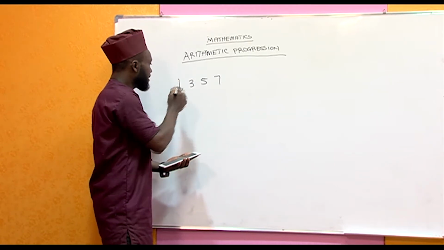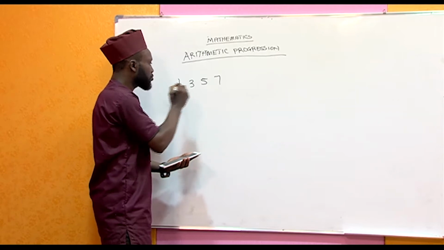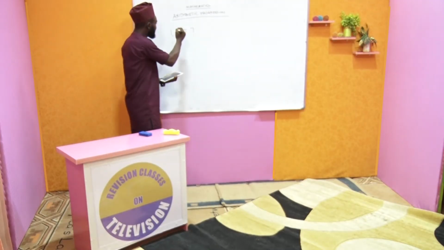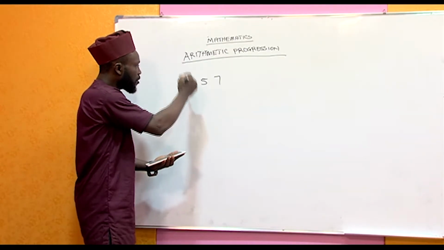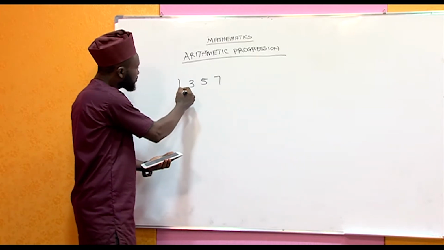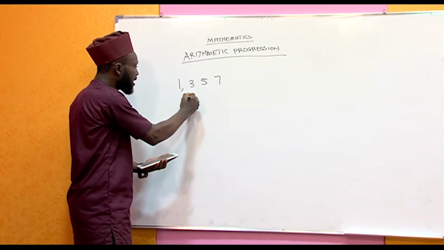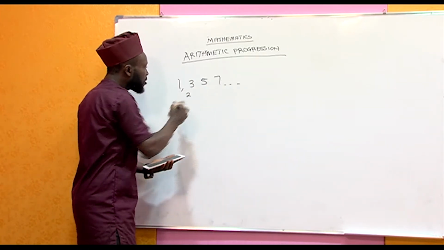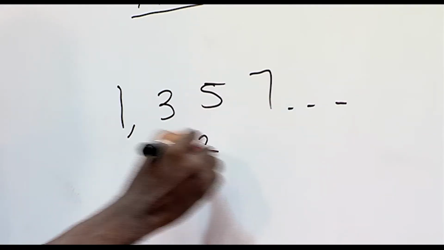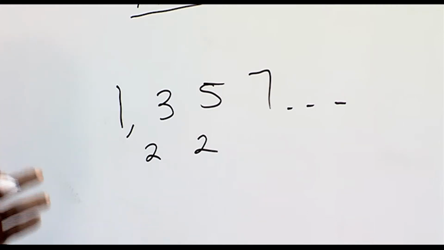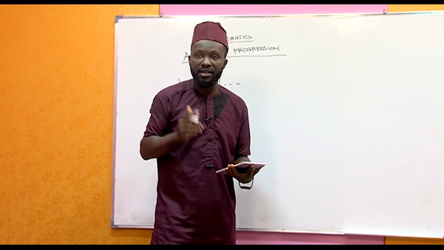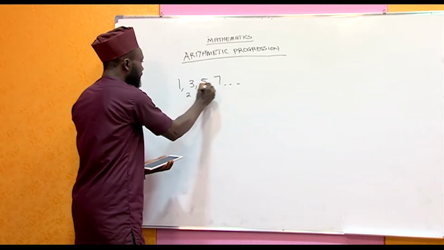the common difference in this case is what? It's 2. How? By subtracting the first term from the second term, or the second term from the third term. Here, if I subtract the first term from the second term, I will have 2. And also, if I subtract the second term from the third term, I will also have 2. So we can conclude that the common difference for these consecutive terms is 2.